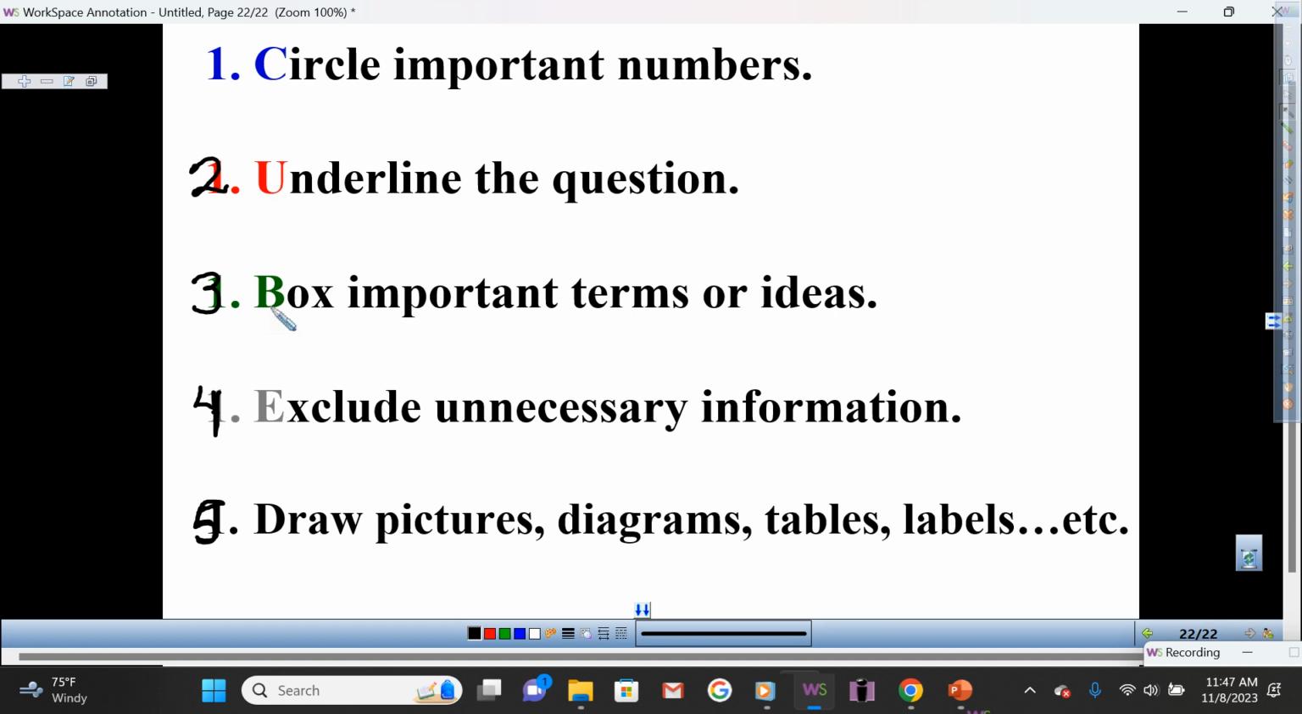And I don't know if you guys notice what it spells. It spells what? CUBED. That's right. Let's go. Copy that.